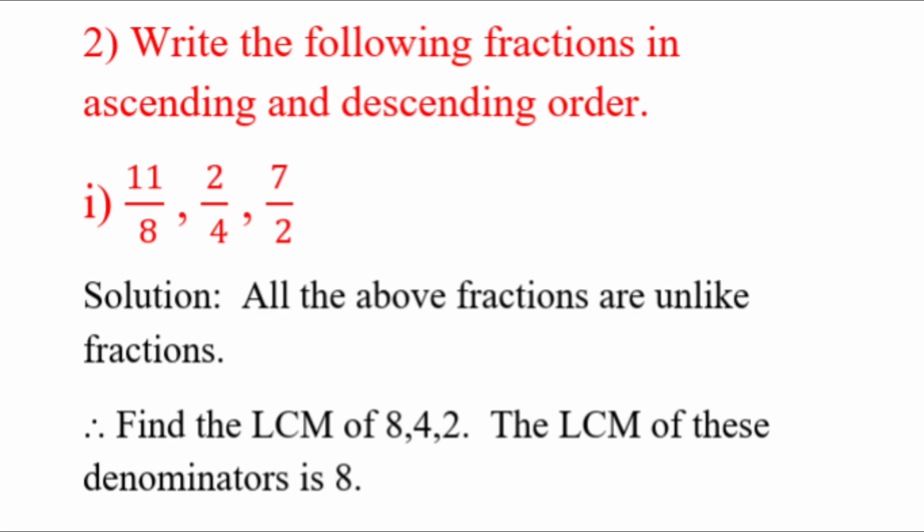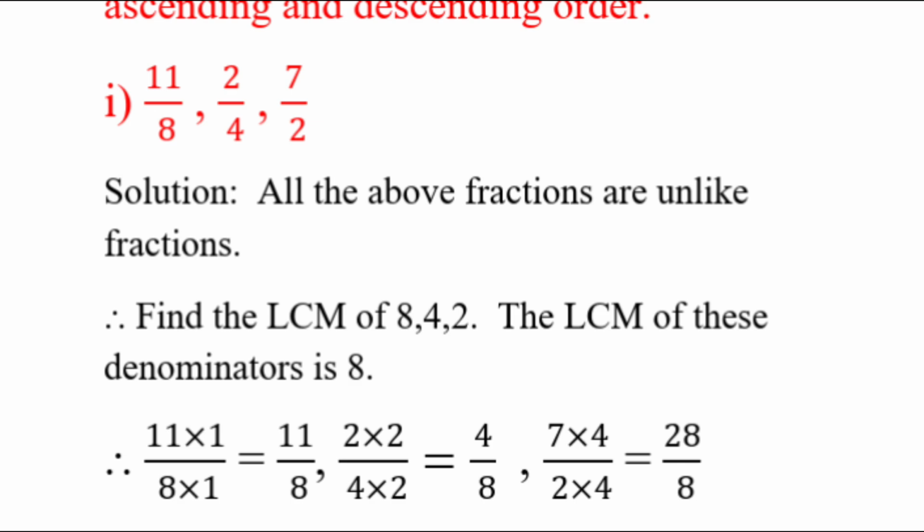The LCM of 8, 4 and 2 is 8. Now we make the denominator 8 for all three, and then we will have some different fractions. How can we make the denominator 8 for all three? In the first fraction 8 is already the denominator, so multiply 8 by 1, hence the numerator also by 1. So we have the fraction 11 by 8. For the second fraction, multiply 4 by 2 and the numerator also by 2. Then we have 2 2s are 4 and 4 2s are 8. The second fraction is 4 by 8.